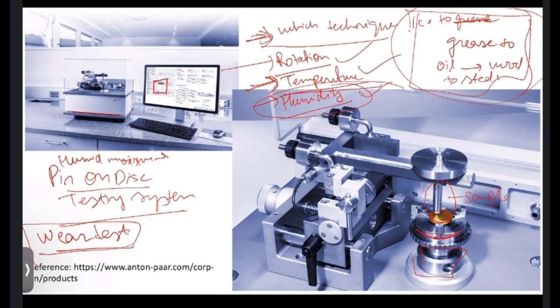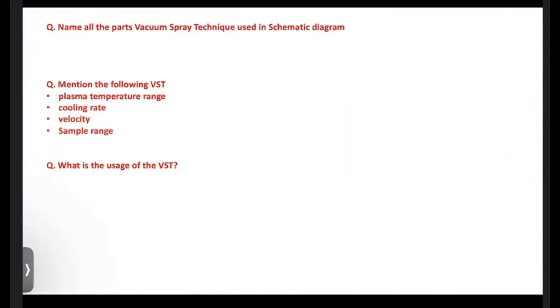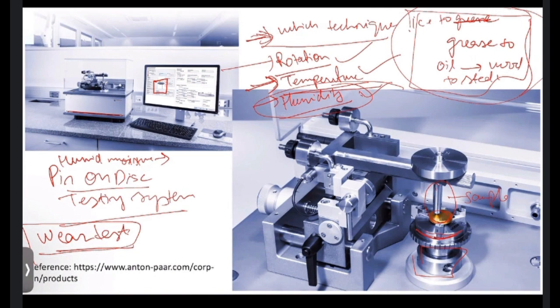It is very simple. Now, do you understand how this pin on disk testing works? Do you understand how we perform a wear test? Yes or no? Then you will be able to answer this question first. Not exactly, ma'am. Okay, so we can explain over here. Let me see if my eraser is working. It is not working. So I will explain here on this page only.